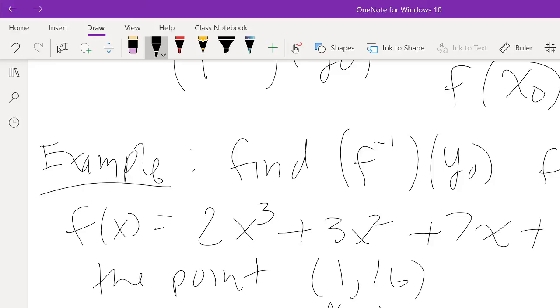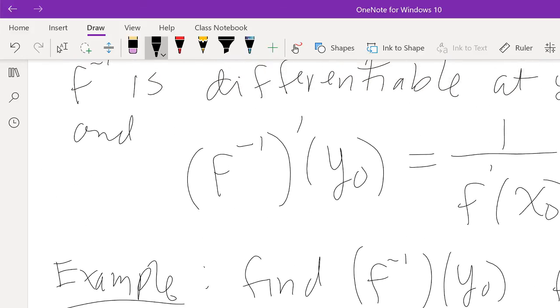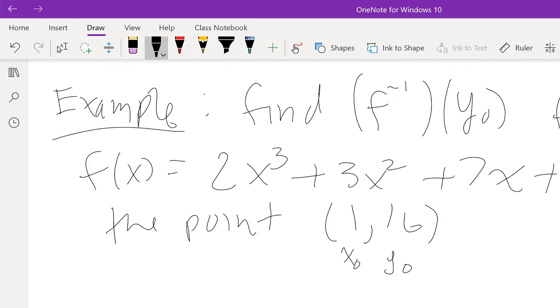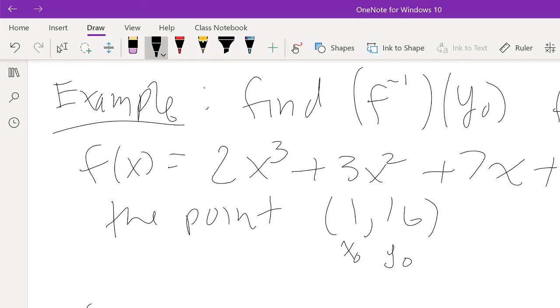Essentially finding the inverse here would mean writing this in terms of y equals x notation, switching around the x and the y, and then solving for y. And having this cubic makes it a bit of a challenging problem. So this theorem says, oh, you don't have to do that. Instead, you can take this function f, find its derivative, and then evaluate it at x naught, in this case being 1.